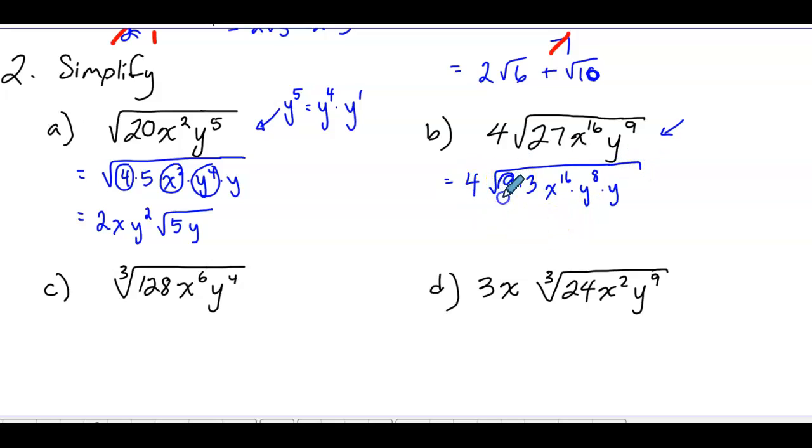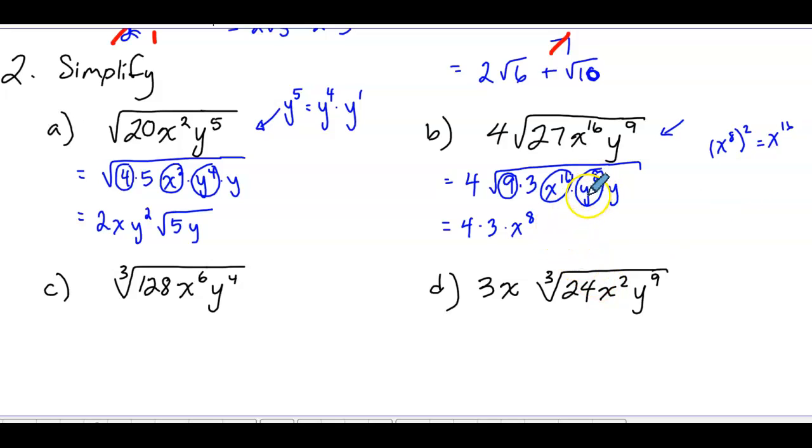Okay, so perfect squares, that's 9, x to the 16, y to the 8, so they get to go out on the weekend. So that's going to be 4 times root of 9 is 3. Square root of x to the 16 is not x to the 4th. You're not square rooting the exponent. You are square rooting x to the 16. So it's going to be half of 16, if you remember back to Math 10C. So that's going to be x to the 8, because, and you can check it, x to the 8 squared is x to the 16, your power loss.